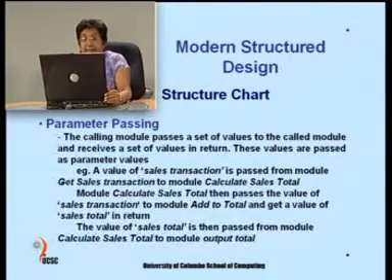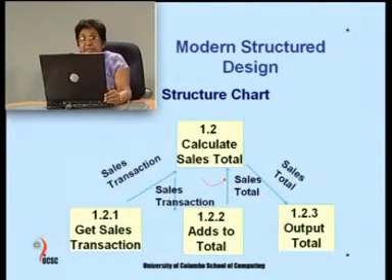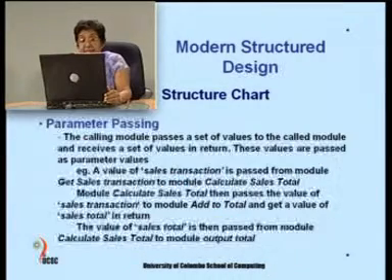And one important thing in this is what is called parameter passing. So, we will look at the parameters that are passed from each one of these modules. 1.2.1 passes the parameter called the sales transaction to calculate sales total. Then the sales transaction is passed on to the module called adds to total. So, these are the various parameters that are being passed.